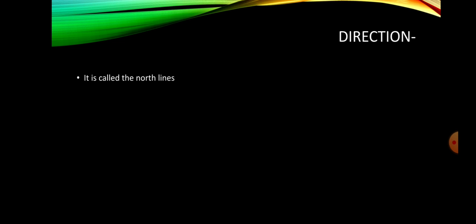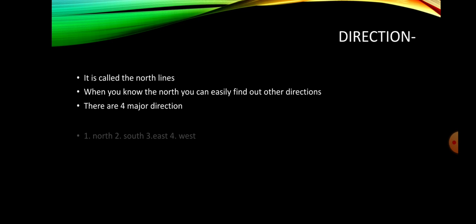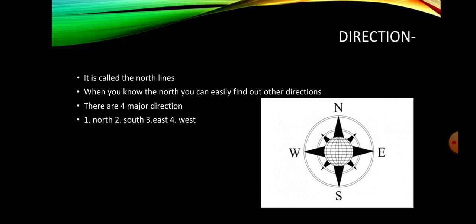In direction, N indicates the north line, and we know that north can be found more easily than the other directions. There are four major directions: north, south, east, west, and this is the picture through which you can understand the directions. These are also called cardinal points.